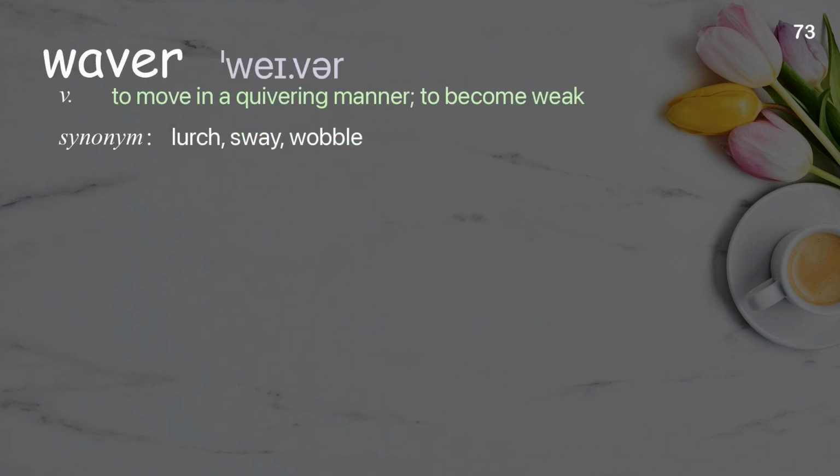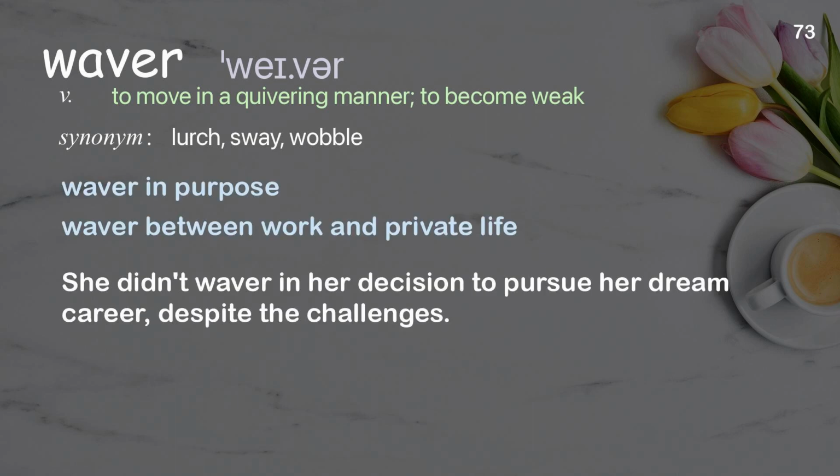Waver: to move in a quivering manner, to become weak. Examples: waver in purpose, waver between work and private life. She didn't waver in her decision to pursue her dream career, despite the challenges.